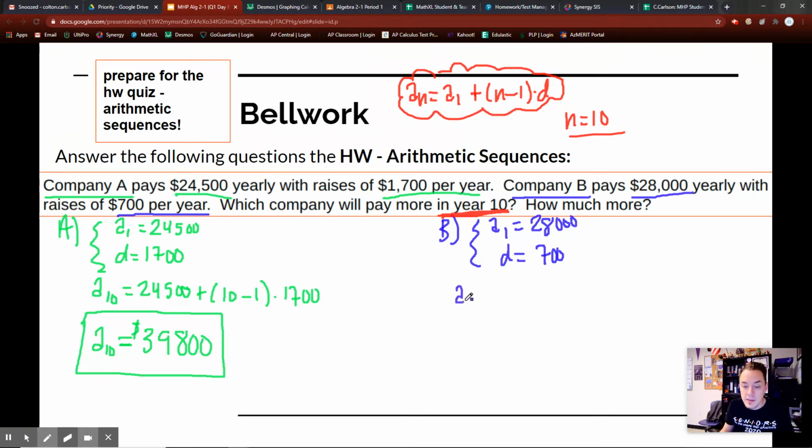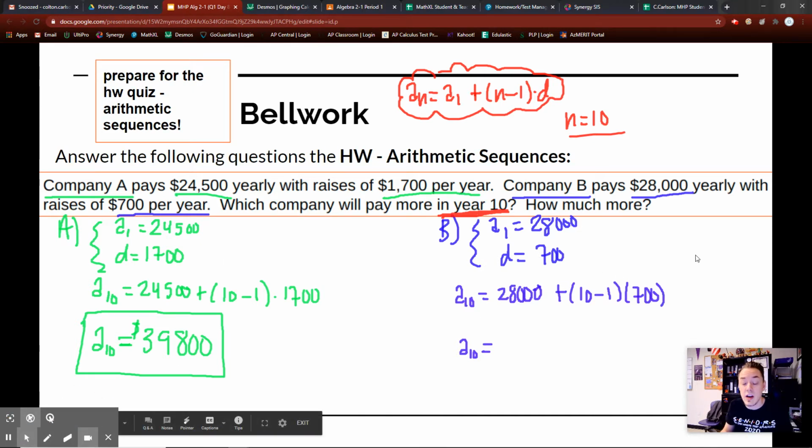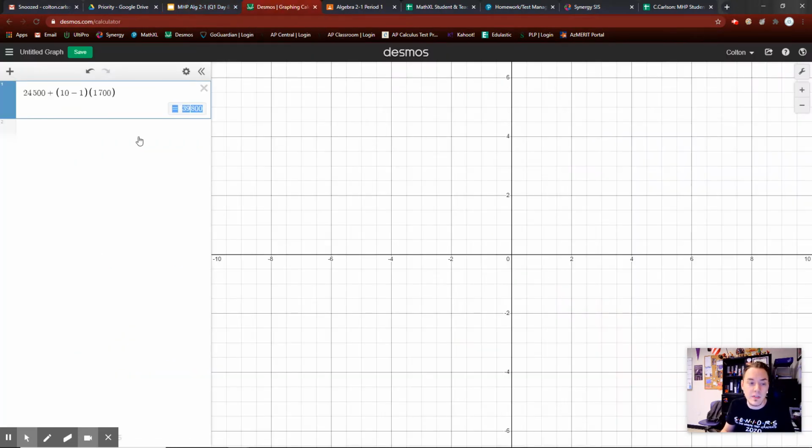So my a sub 10 equals my a sub 1. In this case, it's 28,000. And then plus, again, 10 minus 1. And then I'm going to add parentheses here. My new raise, my common difference, is $700. Not $1,700, $700. So now let's go back to Desmos and change this stuff. So 28,000 plus 10 minus 1 parentheses times my common difference of 700. I'm just going to do a whole new one. Let's do 28,000 plus, I have 10 minus 1, and then times 700.